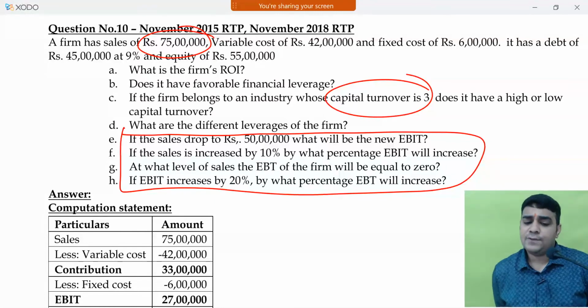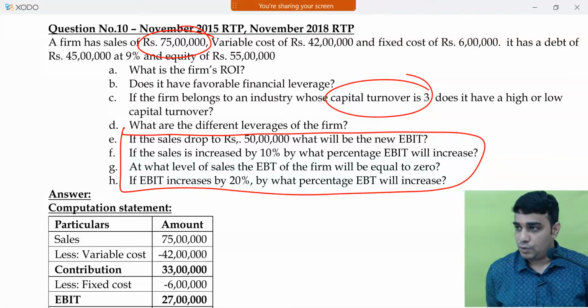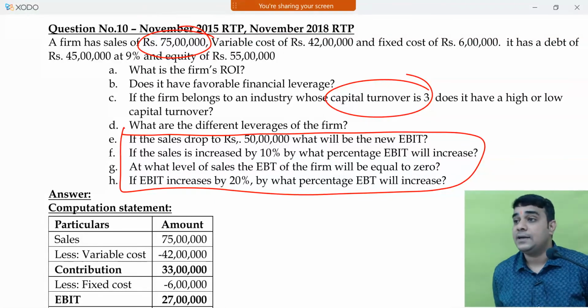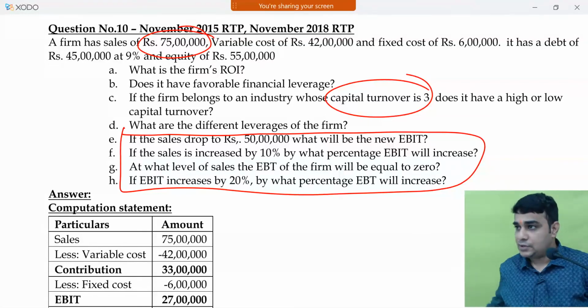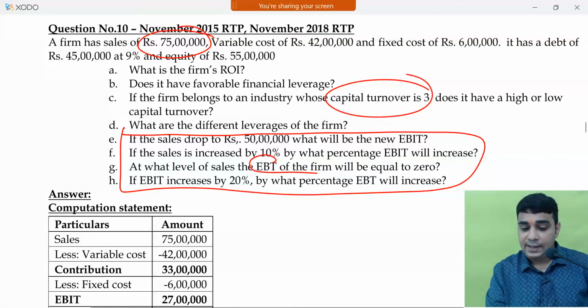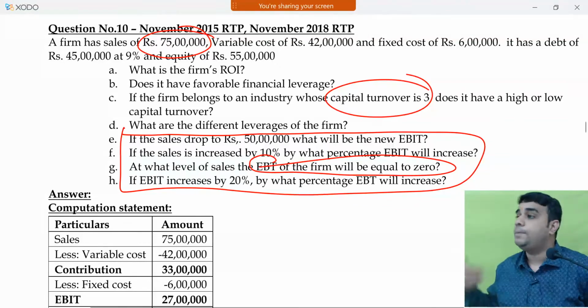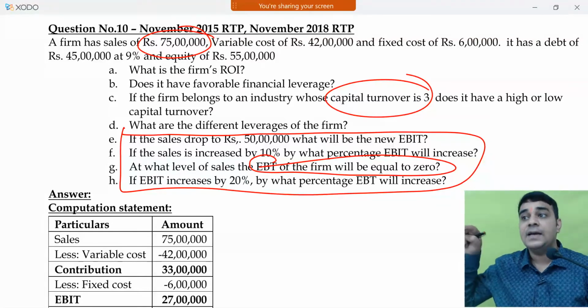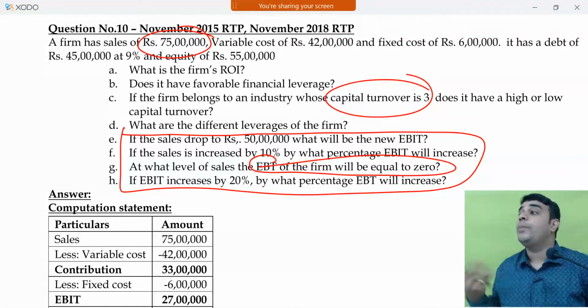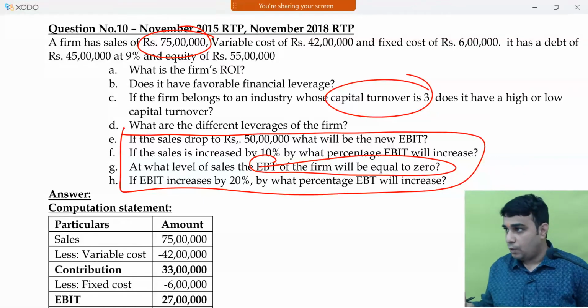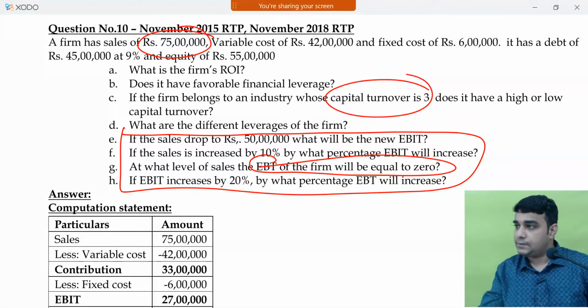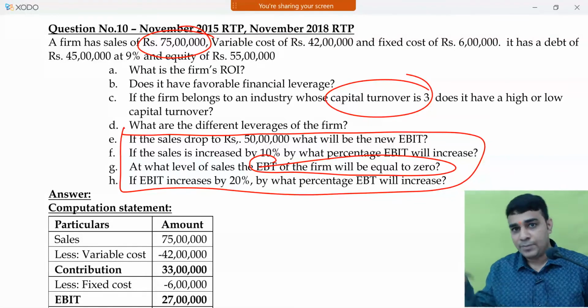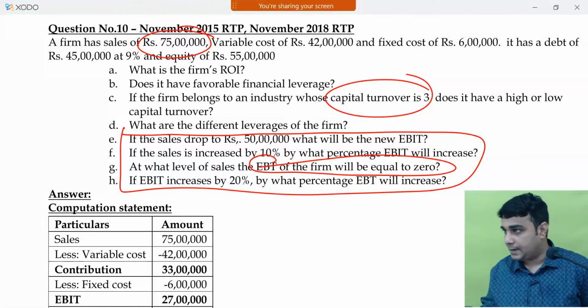At what level of sales EBIT will be equal to 0? First tell me, EBIT and sales is linked with which leverage? EBIT and sales. Combined leverage. So what I can say indirectly is, EBIT is coming down by 100% because EBIT is becoming 0. So sales should come down by what percentage? Normally sales will be given and you calculate the EBIT change. Here the EBIT is going to change by 100% because EBIT is technically becoming 0.